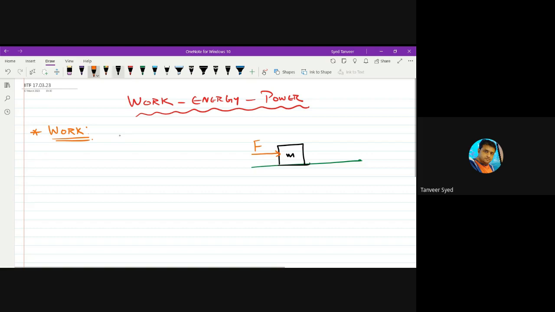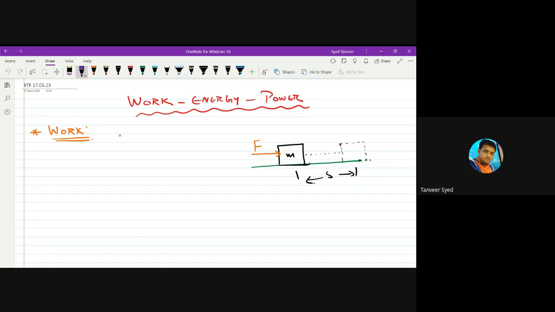Due to this force, the body gets displaced. It gets accelerated and it starts to move. If it moves, it will get displaced. Let's say after some time, the body is here. This is the displacement of the body. Then work is defined as the product of force and displacement. Or in a simple way, we say that work is done only when a force acts on a body and displaces the body.